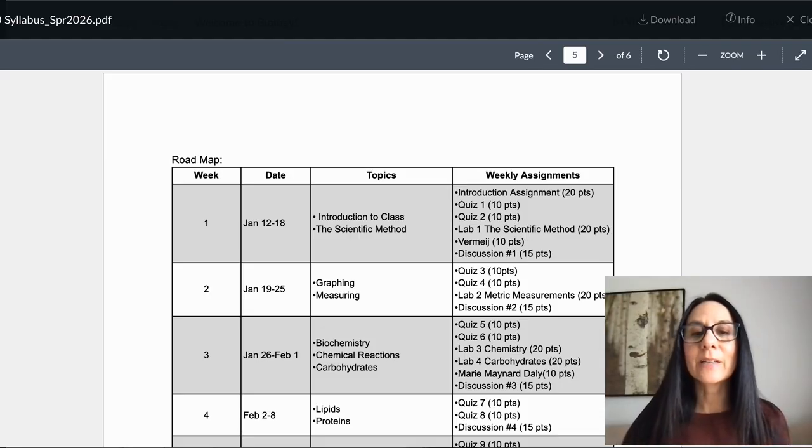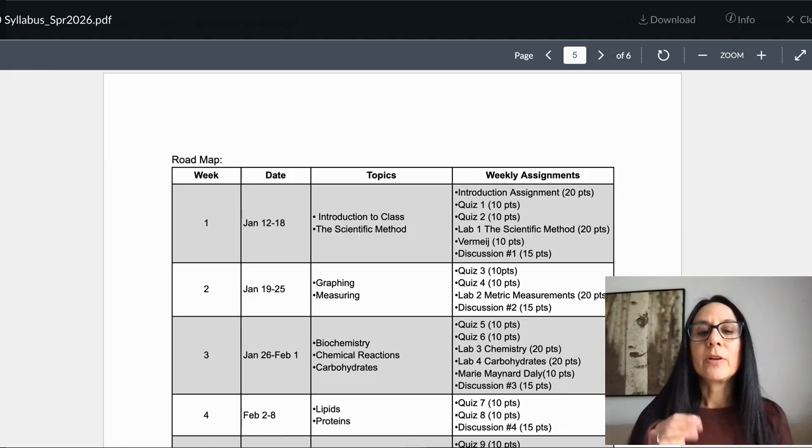And then the second quiz is going to be connected to the scientific method video. And then you're going to do a lab. You have the whole week to do the lab. Please start it early. And then you're going to learn about a scientist. And then you're going to do a discussion. Okay, so that's what you're going to do for this week.